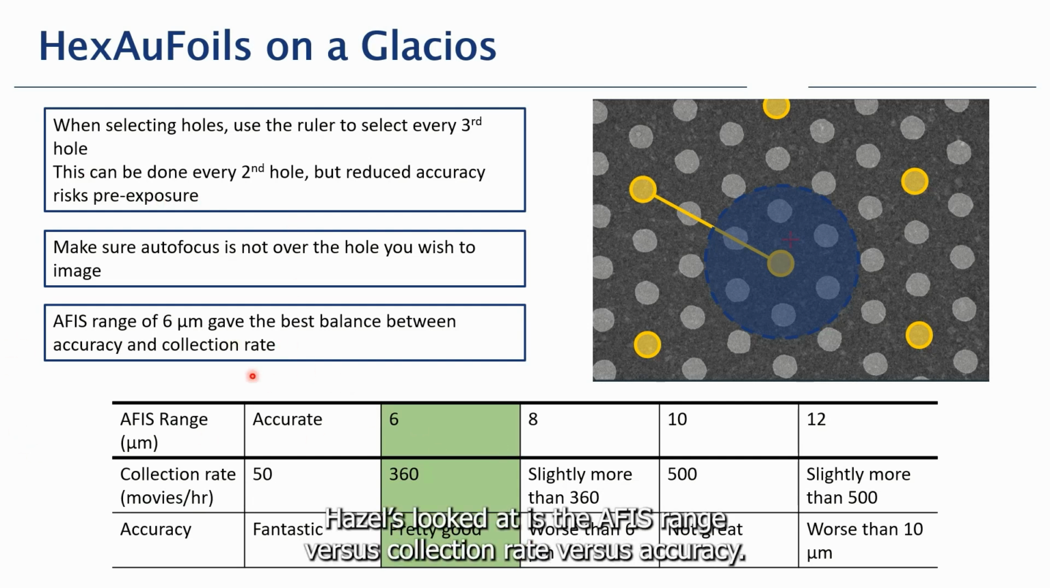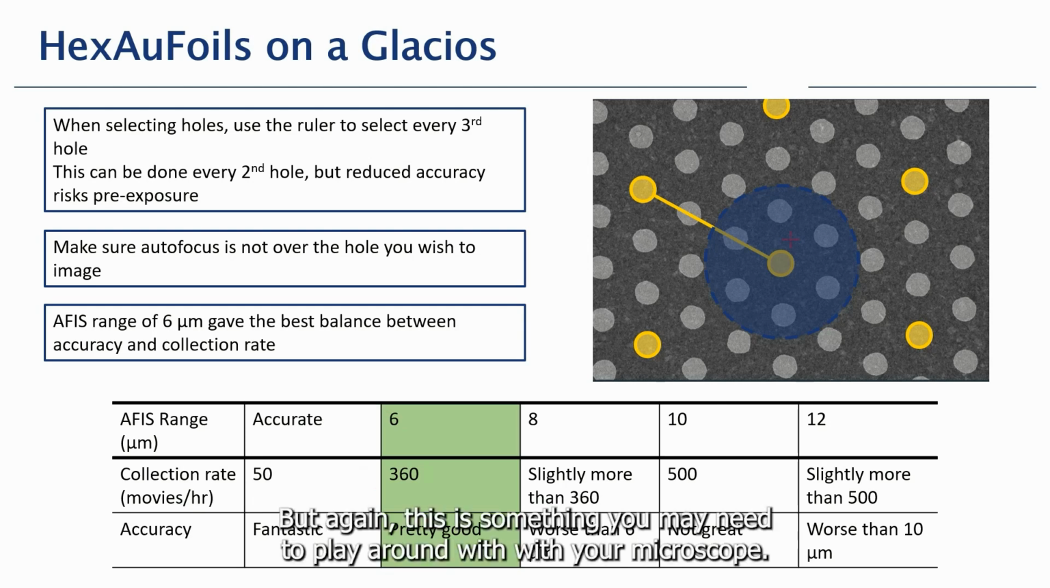And the other thing that Hazel's looked at is the aperture range versus collection rate versus accuracy. She's found that 6 microns aperture range gives pretty good accuracy, and it's the best trade-off between accuracy and collection rate. But again, this is something you may need to play around with on your microscope.